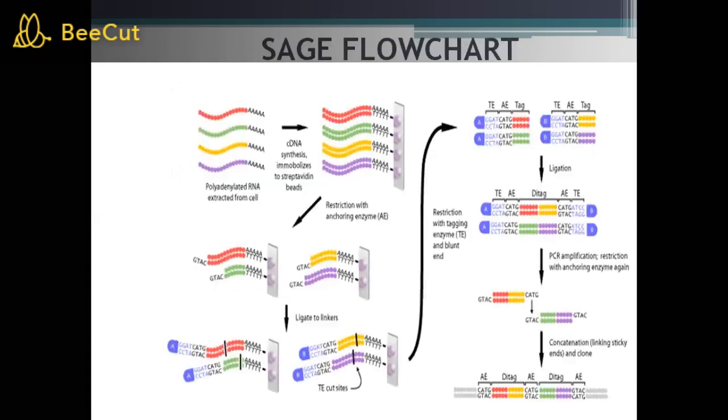So next is the SAGE flowchart. So here you can see this is poly A RNA, that means mRNA, which is extracted from the cell. Then we have to carry out the reverse transcription so that we can get the cDNA molecule. Then the next step is restriction with the anchoring enzyme. We carry out the restriction digestion using the anchoring enzyme so that we can get the fragments which are bound to these beads.